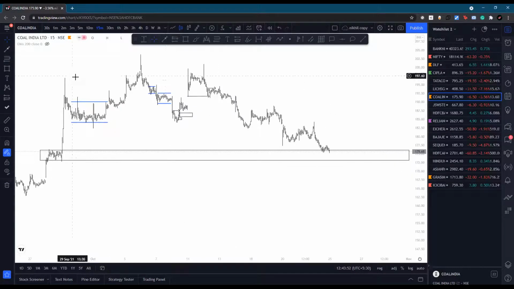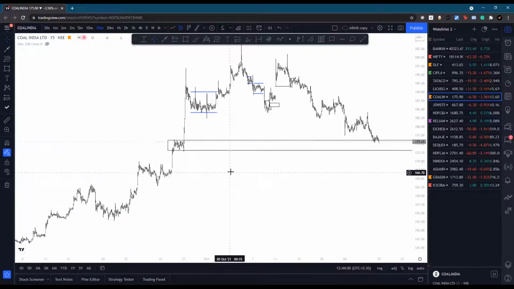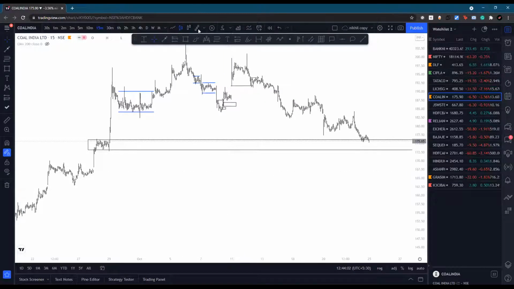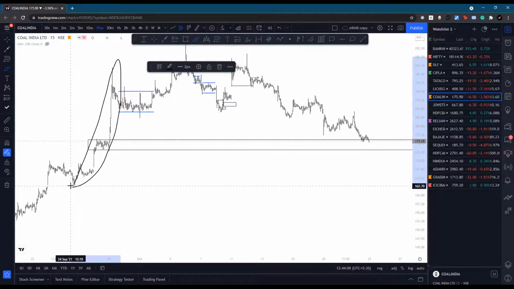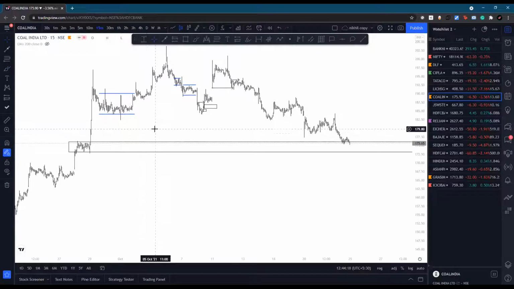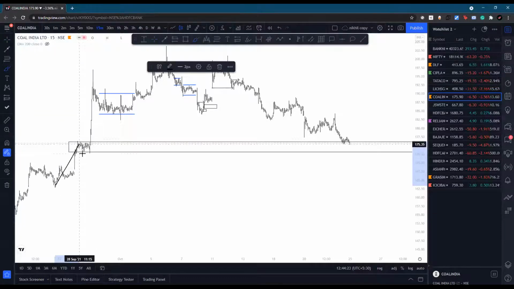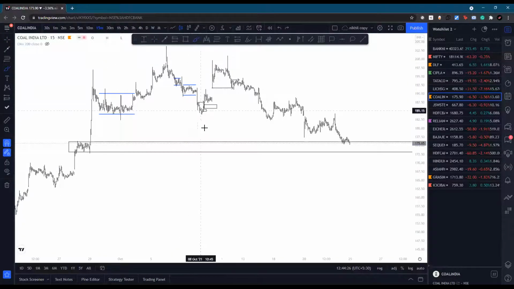Here also on Coal India, you can see it has taken a support on this particular demand zone. What type of structure is this, guys? I have also posted this particular chart structure on my Instagram, and last session we had also discussed this. Rally base rally. Do you guys remember? First there was a rally, then a base, then again a rally. Okay, and now stop again.